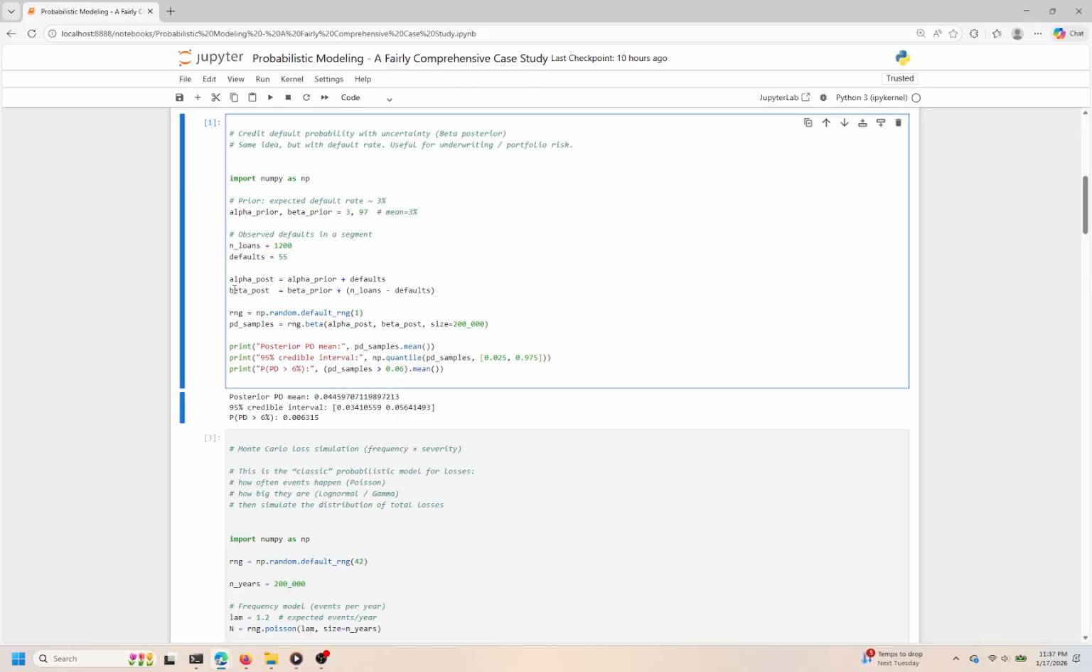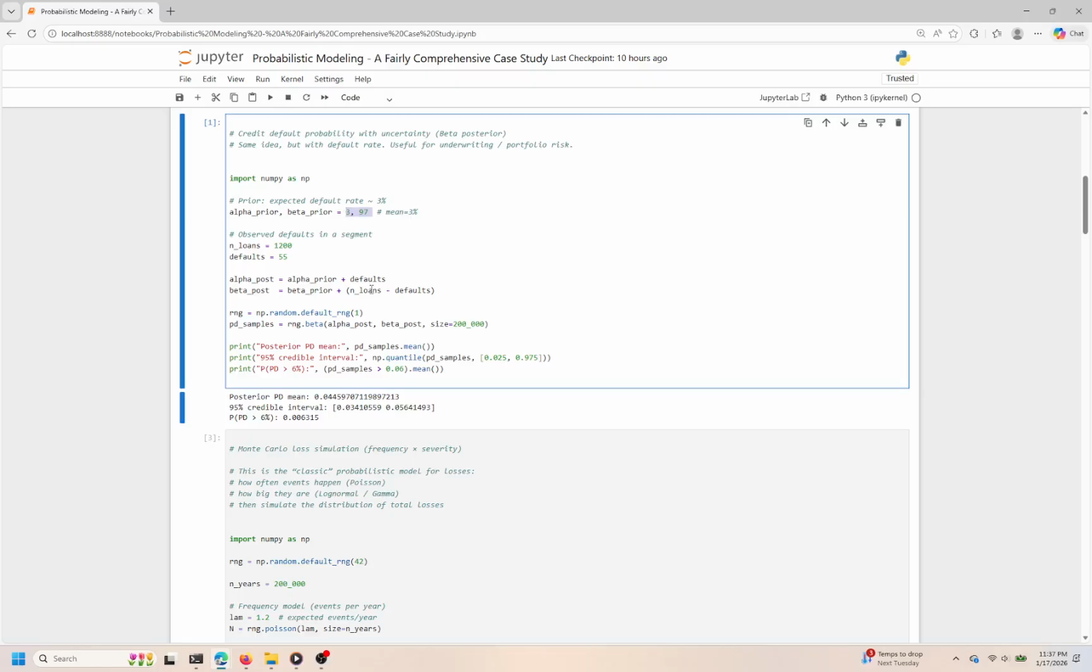To begin, we establish a prior belief about the expected default rate, which is set at around 3%. This is represented by two parameters, alpha and beta, 3 and 97 respectively. These parameters hint at our initial assumption that defaults are relatively infrequent.